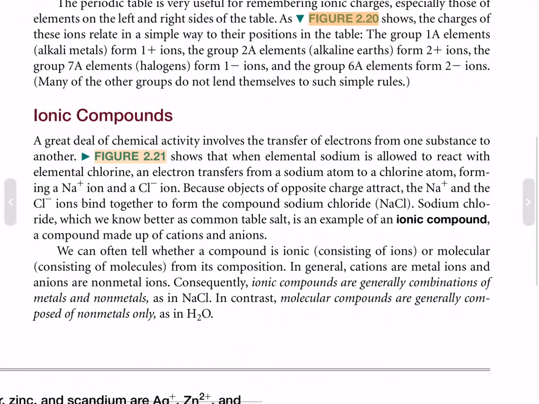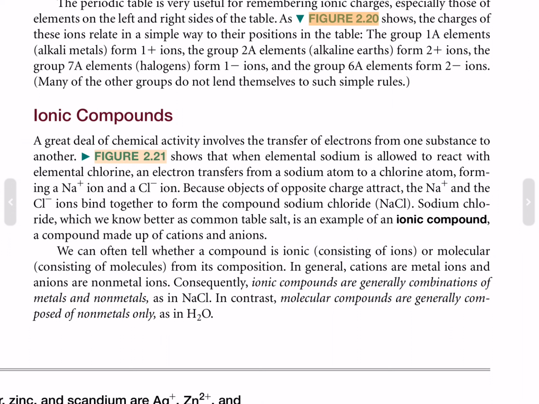Ionic compounds. A great deal of chemical activity involves the transfer of electrons from one substance to another. Figure 2.21 shows that when elemental sodium is allowed to react with elemental chlorine, an electron transfers from a sodium atom to a chlorine atom, forming a sodium ion and a chloride ion. Because objects of opposite charge attract, the sodium and chloride ions bind together to form the compound sodium chloride. Sodium chloride, which we know better as common table salt, is an example of an ionic compound, a compound made up of cations and anions.